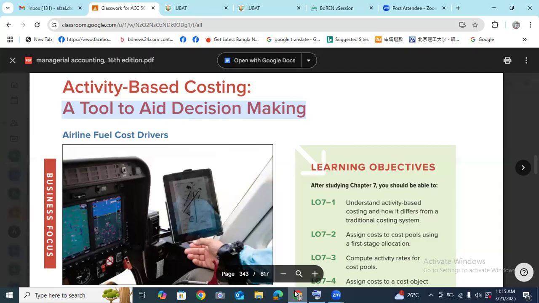So here we use different types of cost drivers rather than one cost driver, in activity-based costing.